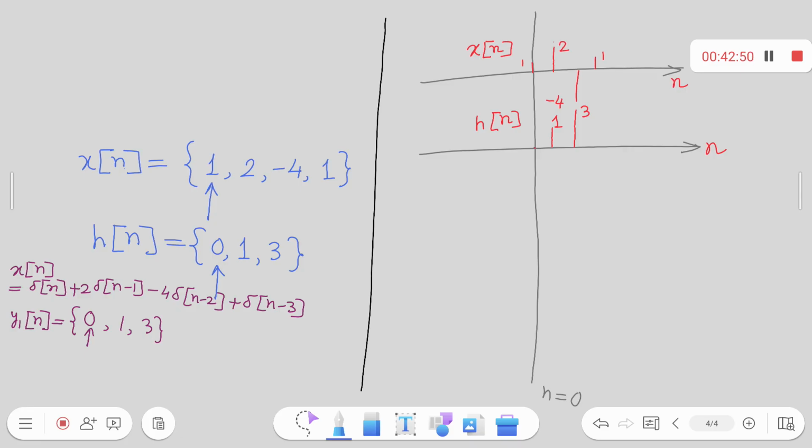So the first component is given by 0, 1, 3. If my input is delta n, the first input is basically delta n, x of 0. What is the second input? 2 delta n minus 1. So what should be the output? For 2 delta n minus 1, what should be the output? Let's call the output y2 of n. So what should be this y2 of n?